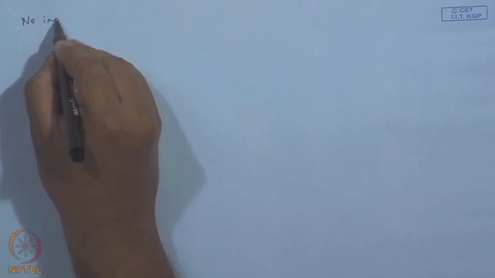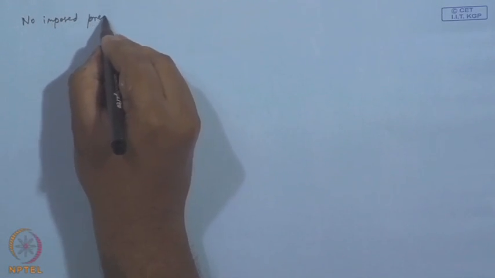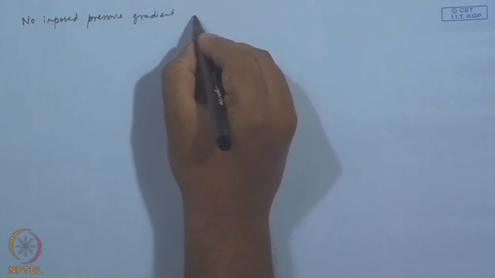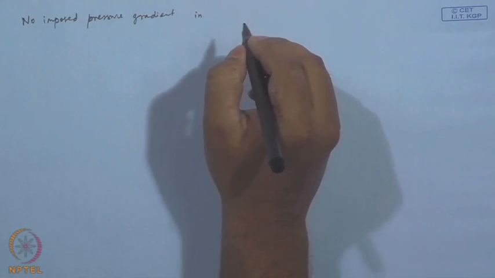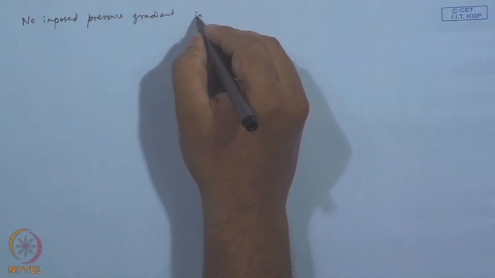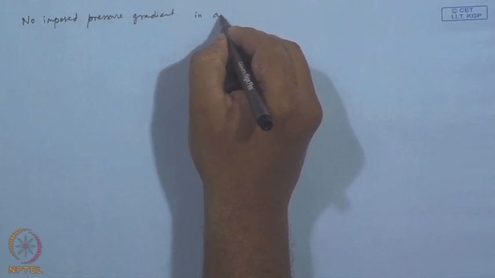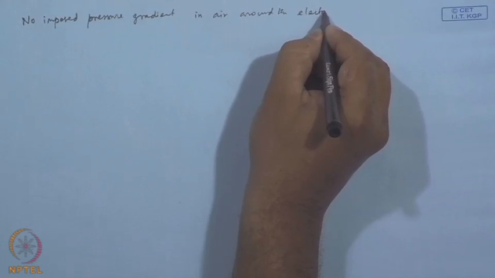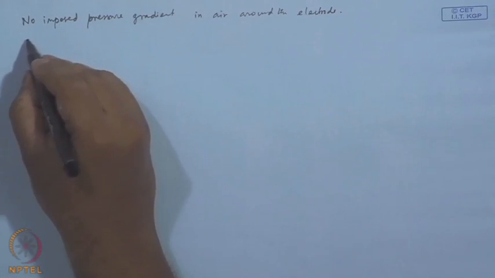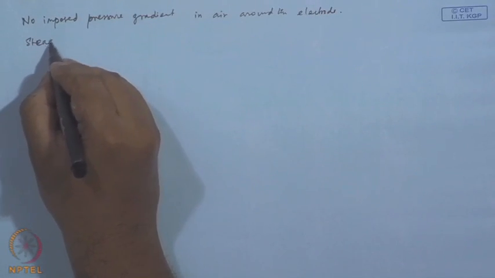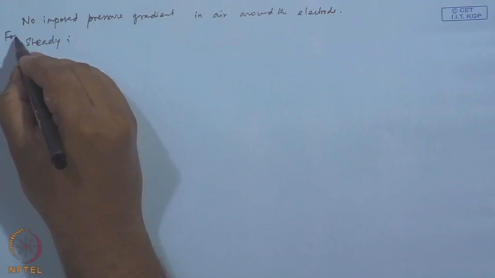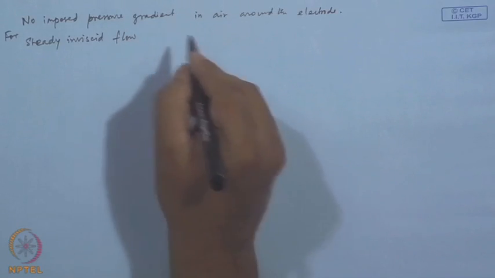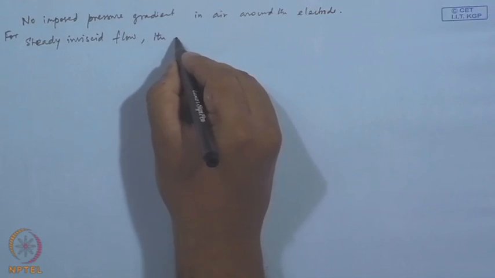So, no imposed pressure gradient in air around the electrode, and if one uses a steady inviscid flow, for steady inviscid flow, the momentum conservation, first the momentum conservation has to be done with the air.